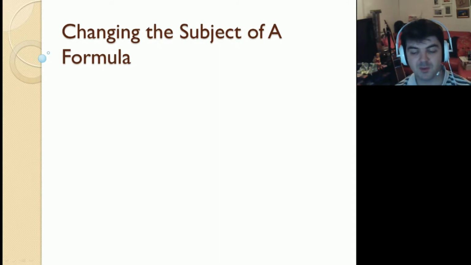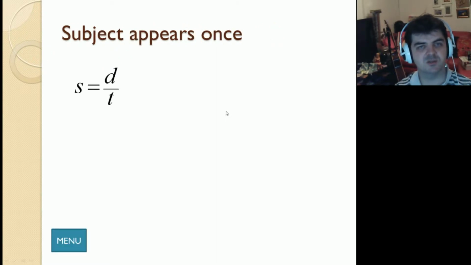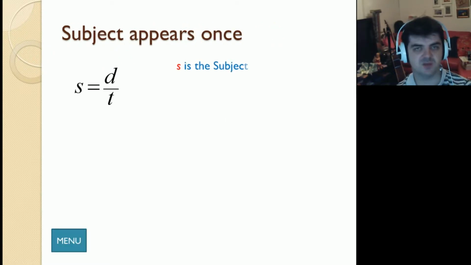So, changing the subject of a formula. What does it mean, or where does it change from foundation to higher? So in these ones, the subject appears only once. What is the subject? Well, in this example, s equals d over t, which is speed equals distance over time. S is the subject of the formula. When we say the subject, it's the letter that's equal to everything else. So if S equals everything else, that's the subject because it's on its own. There's no numbers attached to it. There's no other letters. It's just S equals everything else.